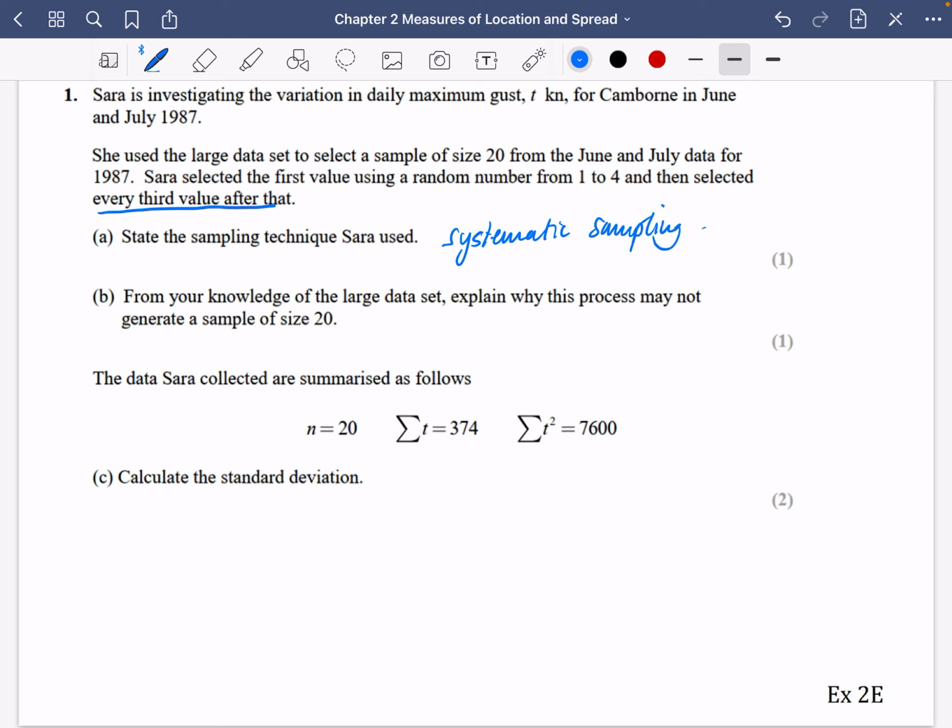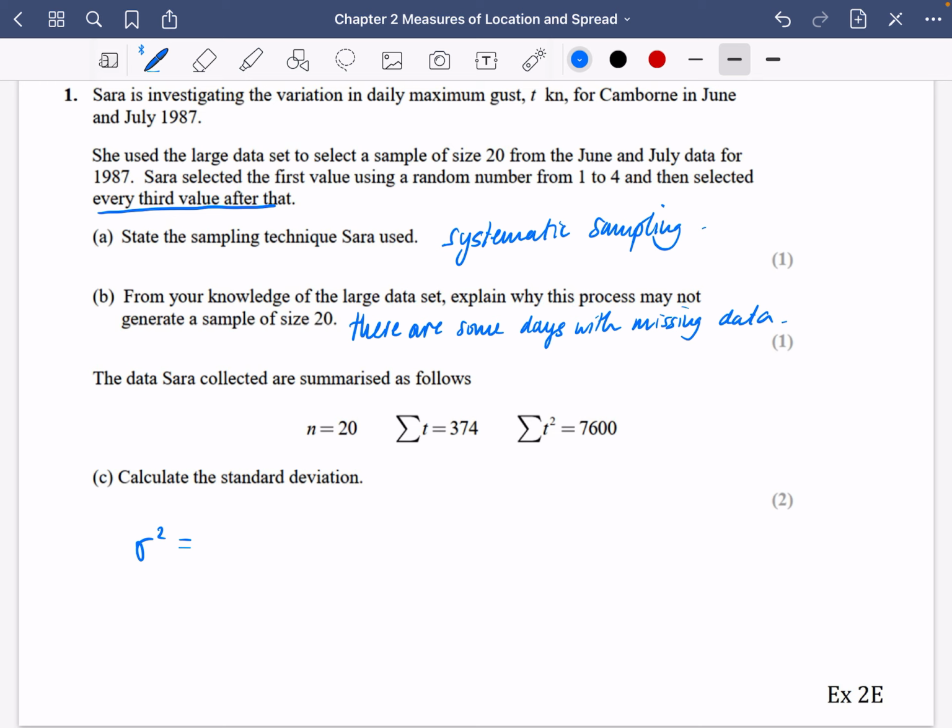From your knowledge of the large data set, explain why this process may not generate a sample of size 20. Well, from the large data set, we know that for the daily maximum gust, there is some missing data. So the reason why is there are some days with missing data.